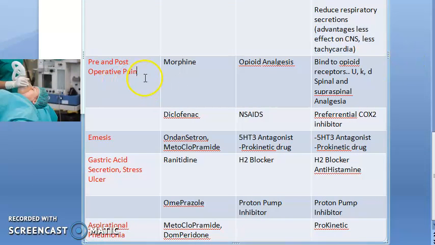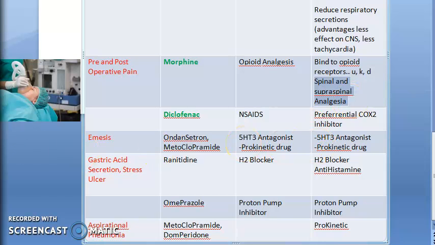So now let's move on to the next problem. The next problem is pain. Now how will you manage pain? So you can give either morphine and diclofenac. Based on the type of pain you can decide, okay. Morphine is an opioid analgesic. It will bind to the opioid receptors like the mu, kappa and delta receptors. What will they produce? They'll produce spinal and supraspinal analgesia.